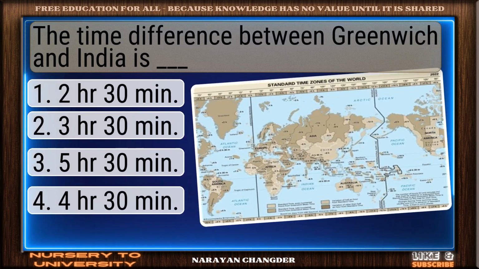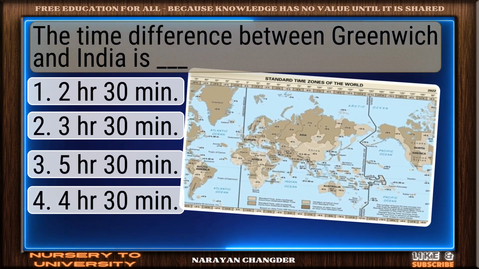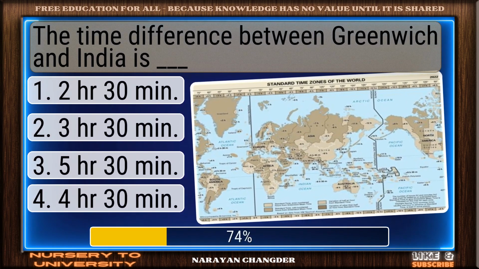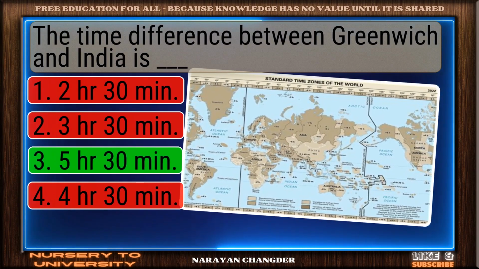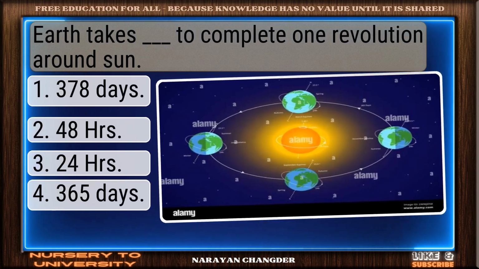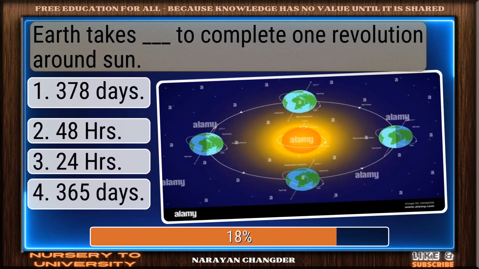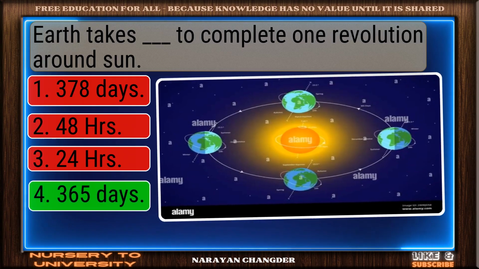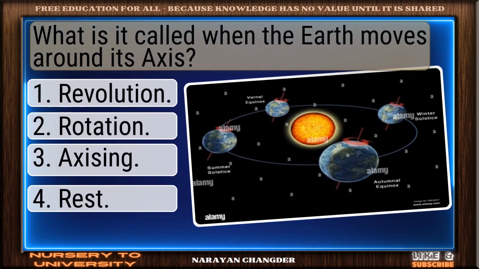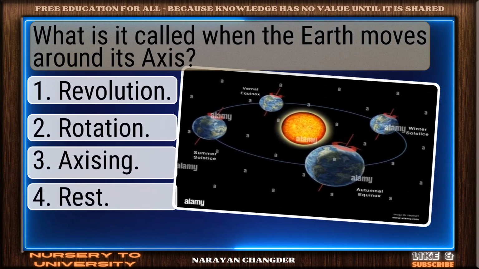The time difference between Greenwich and India is dash. Smart pick. Five hours 30 minutes is the correct choice. Earth takes dash to complete one revolution around the Sun. Bravo. 365 days is the answer. What is it called when the Earth moves around its axis?